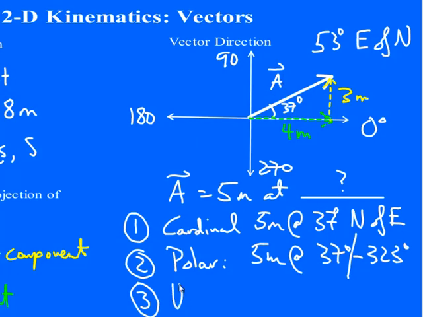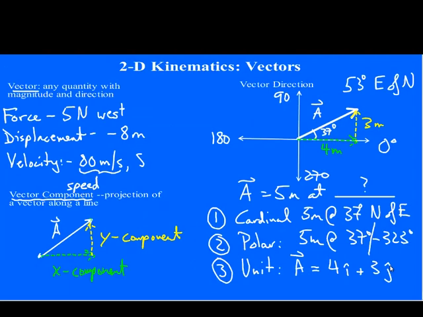Finally, you could do what's called the unit vector. And this may be new to you, at least in physics, hopefully not in math. Hopefully in math you've seen it before. You could simply specify the vector. Instead of using an angle, you could use the components. So we would write it like this: A equals 4i, 4 meters in the x direction, i being the unit x vector, plus 3j. First quadrant stuff. So 3 ways to specify the magnitude and direction of a vector.